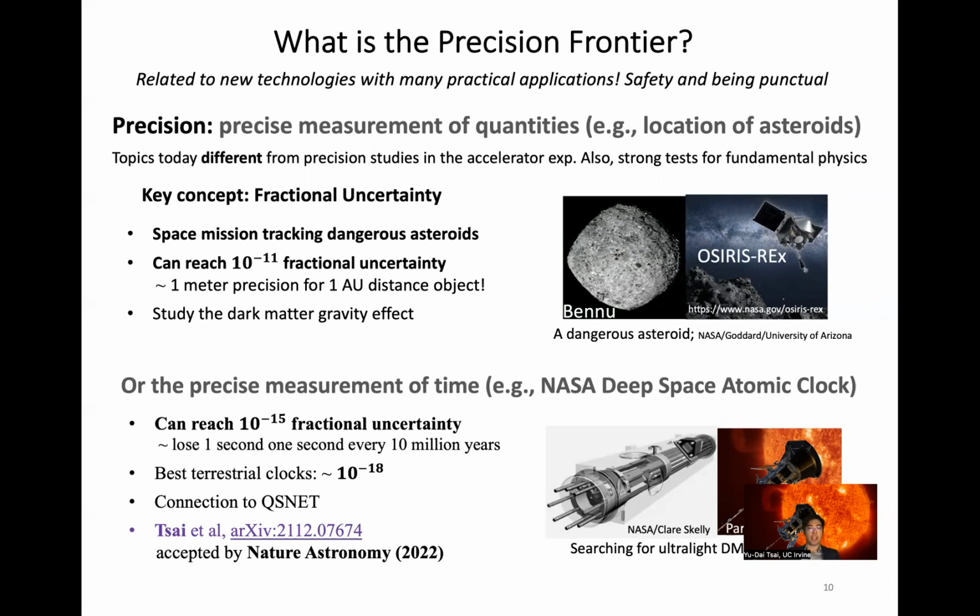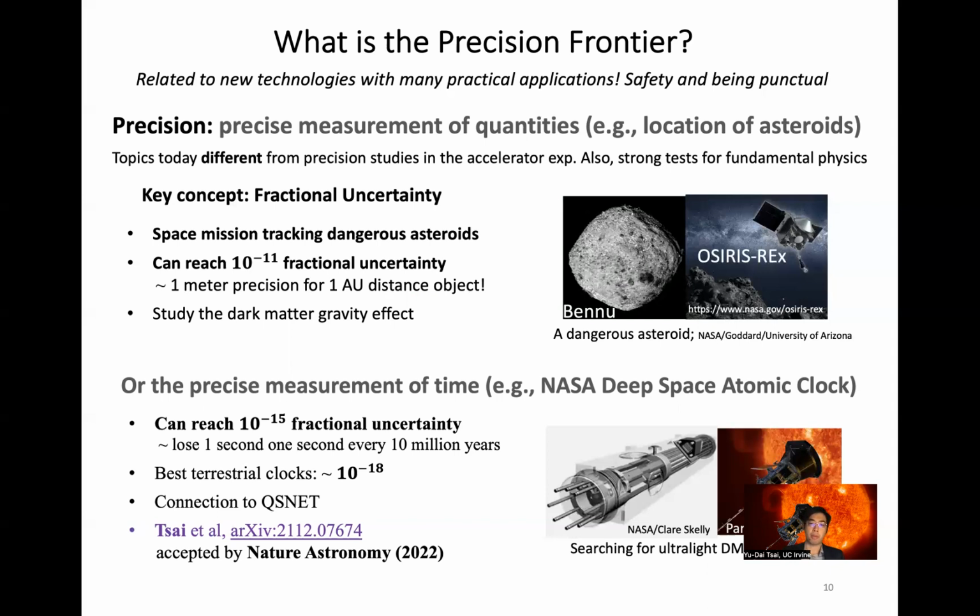And also you can do a precise measurement of time. So currently the NASA Deep Space Atomic Clock can reach 10 to the minus 15 fractional uncertainty, which means you lose 1 second every 10 million years. And the best terrestrial clock is 10 to the minus 18 fractional uncertainty. And this is a lot of interesting effort. And in the UK, there is this QSNet network that is actually studying fundamental physics using this precision timing.